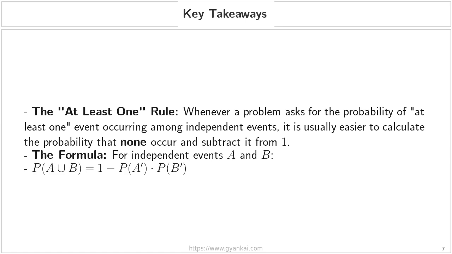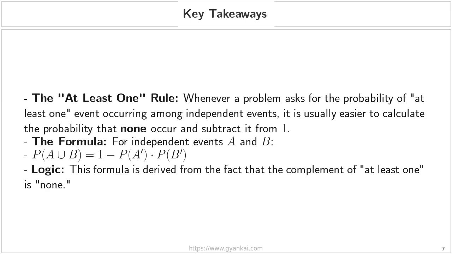Second, let's look at the formula itself. For any two independent events, A and B, the probability of their union, which we write as P(A ∪ B), is equal to 1 minus the product of the probabilities of their complements. In mathematical terms, that is, 1 minus P(A') times P(B'). This is the streamlined version of the addition rule we looked at earlier.